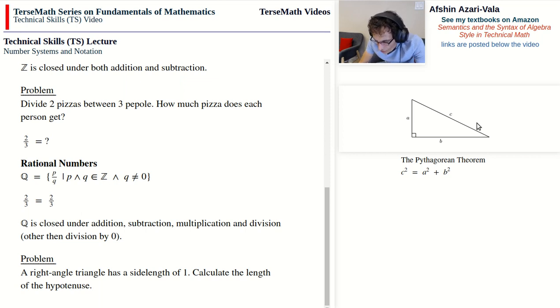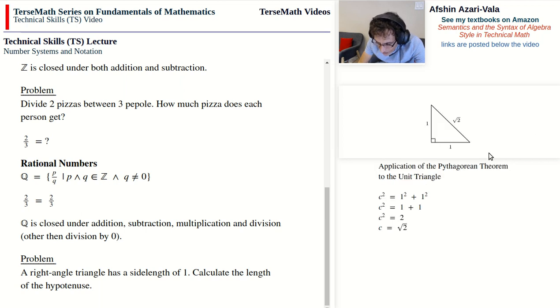And most people know, you might have forgotten, but I'm sure at some point you've seen the Pythagorean theorem, which says that the square of the hypotenuse, the long side, is equal to the sum of the squares of the short sides. So you square A, you square B, and add them, and you get the square of C. Now, we would like to apply this problem to a specific triangle which has a side length of 1. So A is 1, B is 1, and we want to find C.